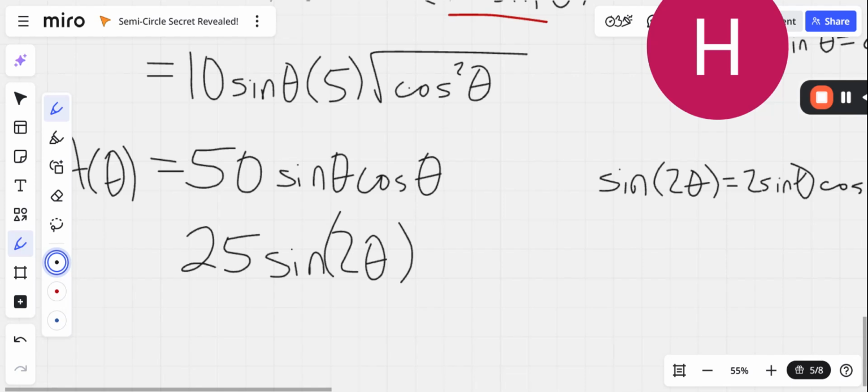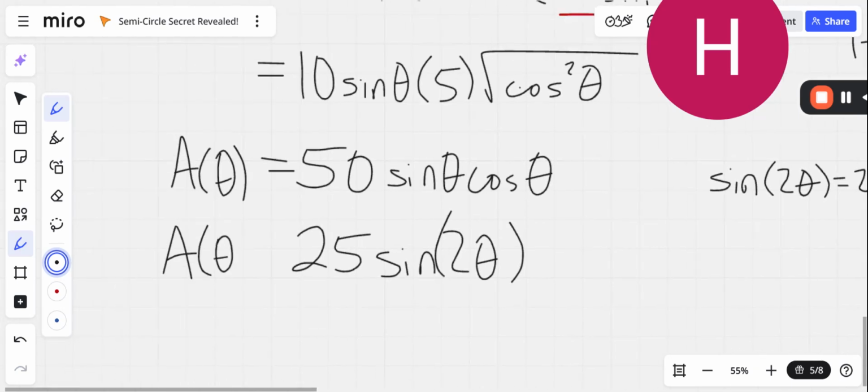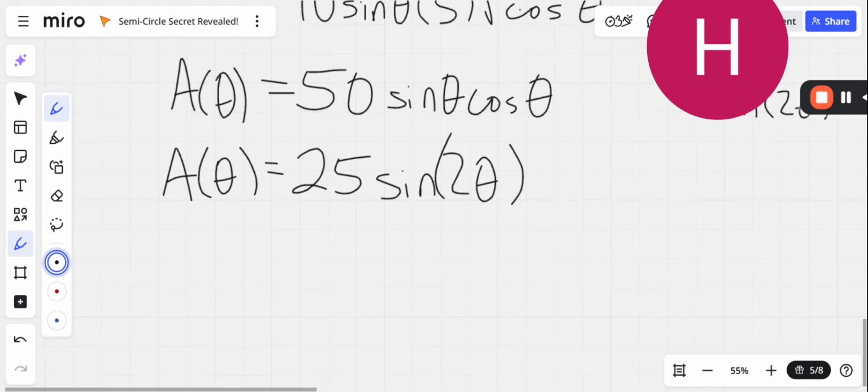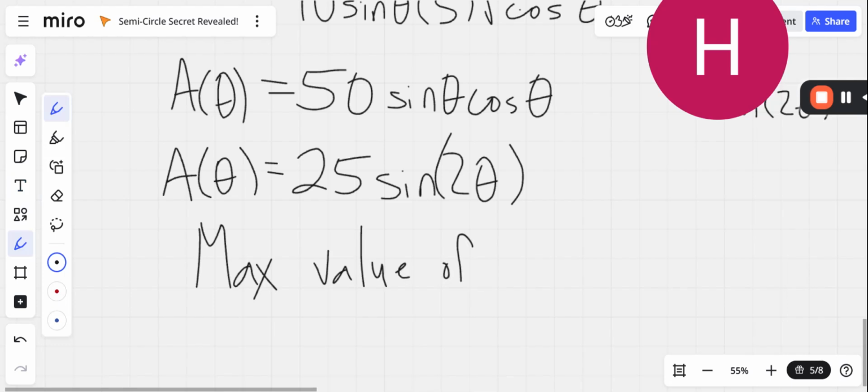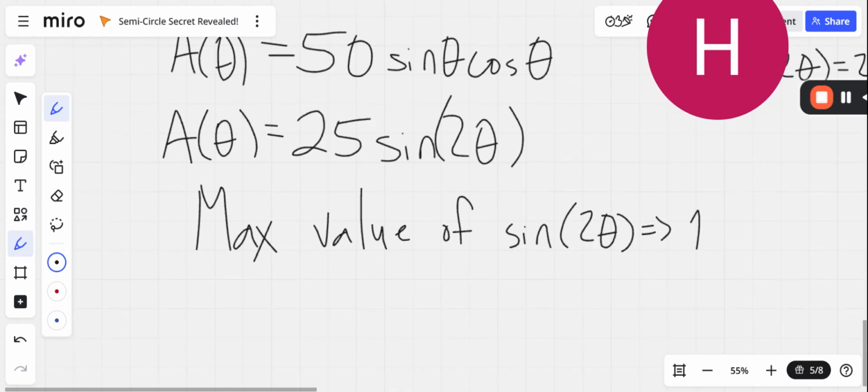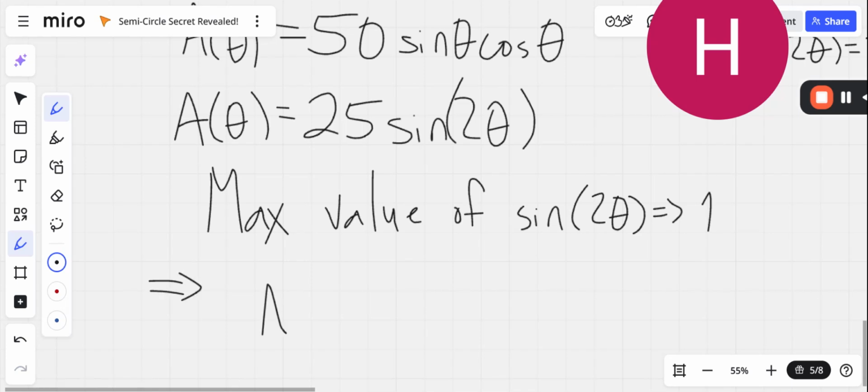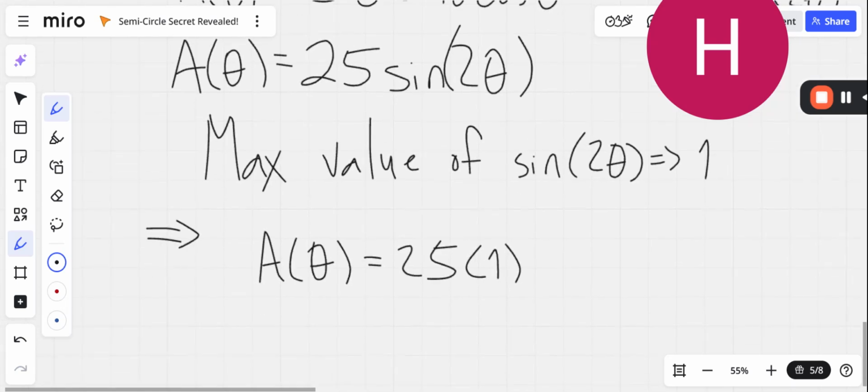And here we can really easily but precisely analyze the maximum possible value, because we know that sine has a maximum value. Just like cosine, the maximum value of sine of 2 theta is 1, which means that the maximum value for the area is 25 times 1. So indeed, the maximum area is exactly 25.